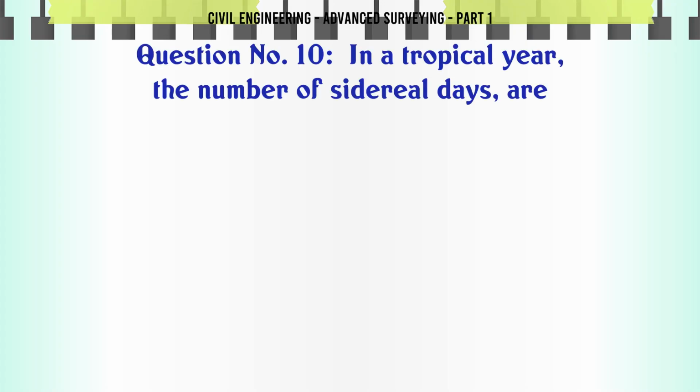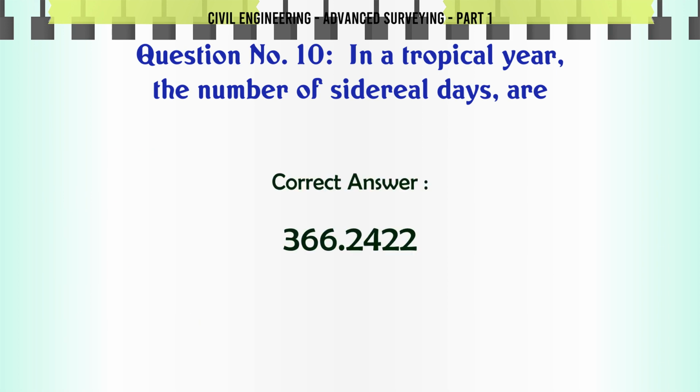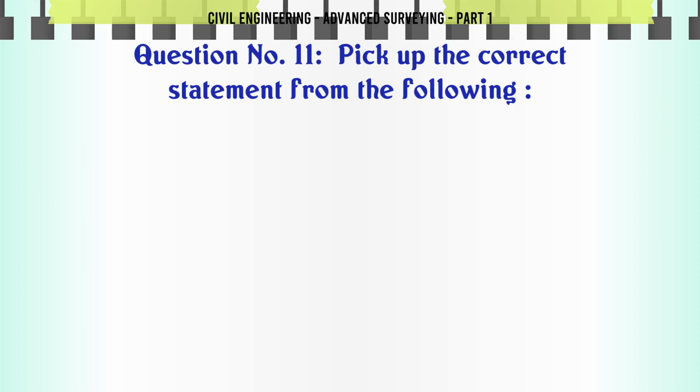In a tropical year, the number of sidereal days is: A. 365, B. 365.2224, C. 365.2422, D. 366.2422. The correct answer is 366.2422.